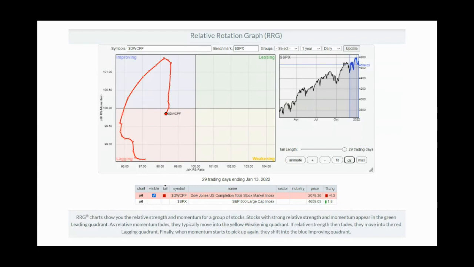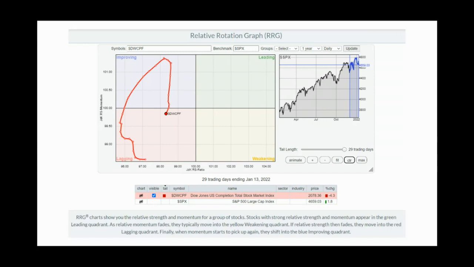The default screen is not the symbol $DWCPF. That's the S-Fund for us. I put it in there, but you can put any symbol you want. You can make the benchmark any benchmark you want. In this case, I made it the C-Fund, right? SPX is the S&P 500. You can play around with this a lot.